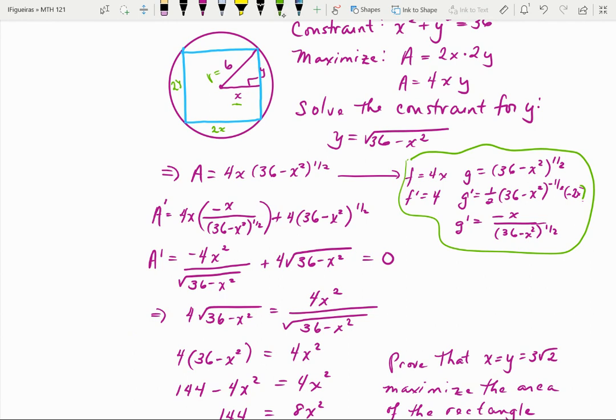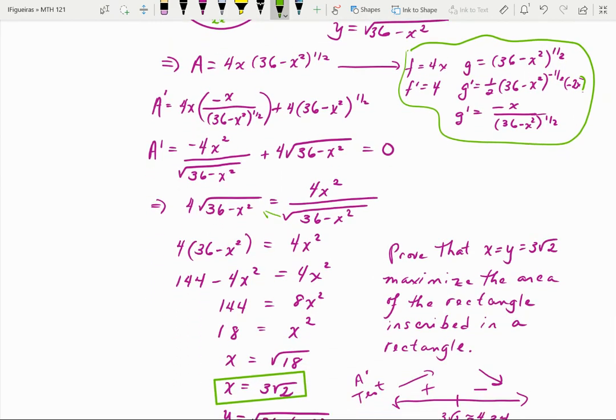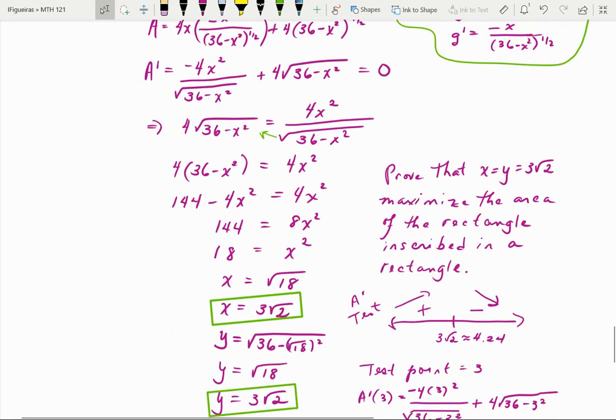And because this is a proportion, you can cross multiply. When you multiply this radical over to the other side, the radical goes away. So you end up with 4 times 36 minus x squared equals 4x squared. Then I distributed on the left and added 4x squared to the other side. So you're here, divide by 8. So you're here. And so you get that x is equal to the square root of 18. But 18 is the same as 9 times 2, and the square root of 9 is 3. You get that x is 3 root 2.